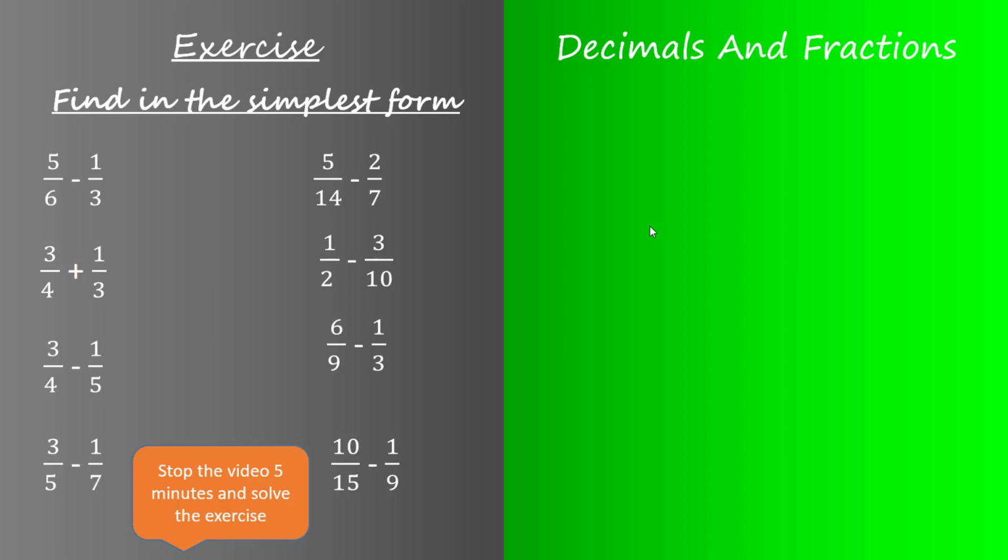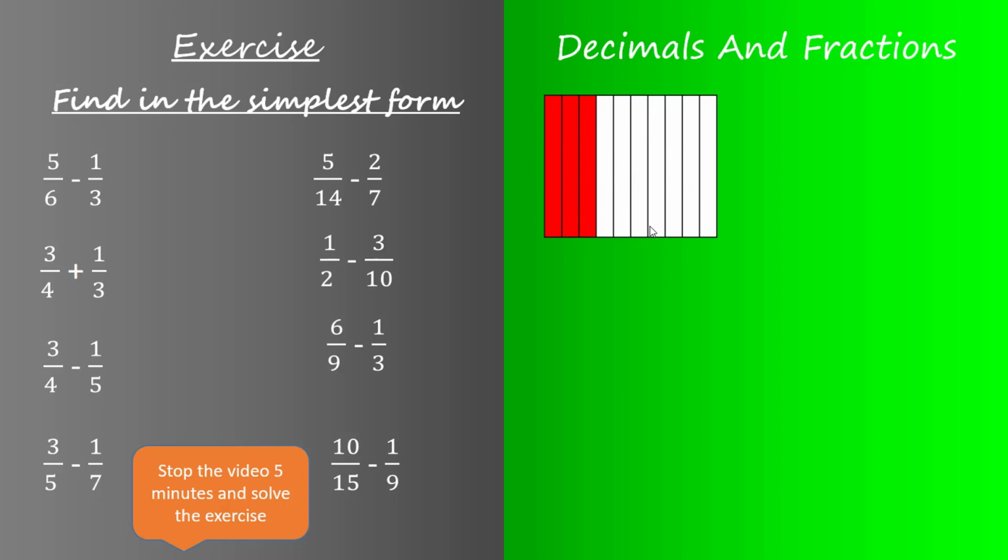Decimals and fractions. This is the last section in this video. If we have a picture like this and we divide this region into 10 equal parts, we can write the fraction here as 3 over 10. Here we colored 3 parts. We studied before how we can write the fraction as a part of a region.